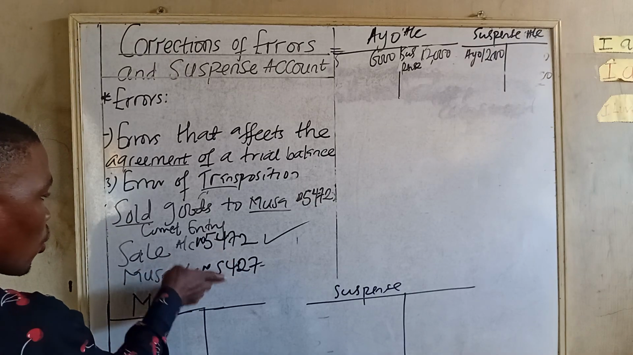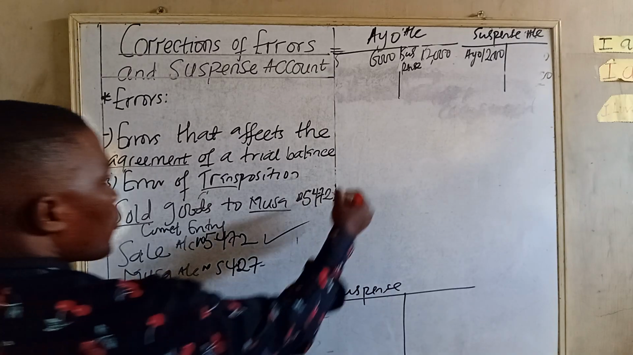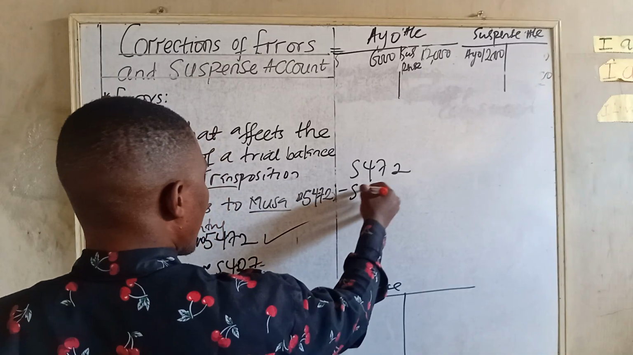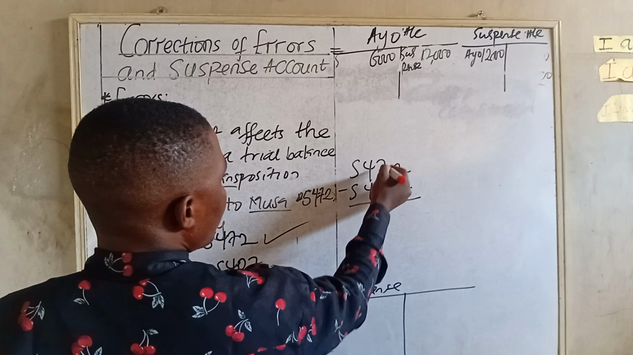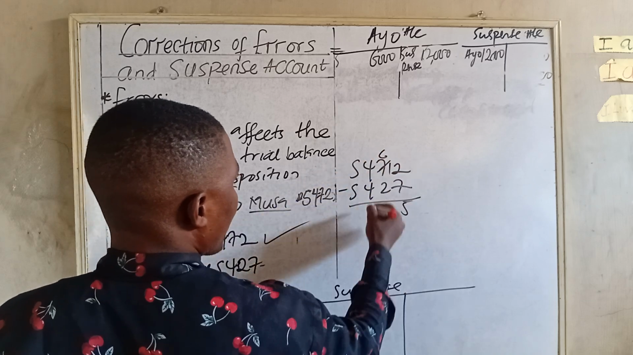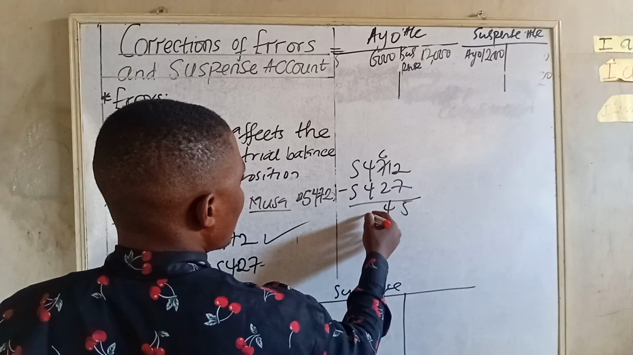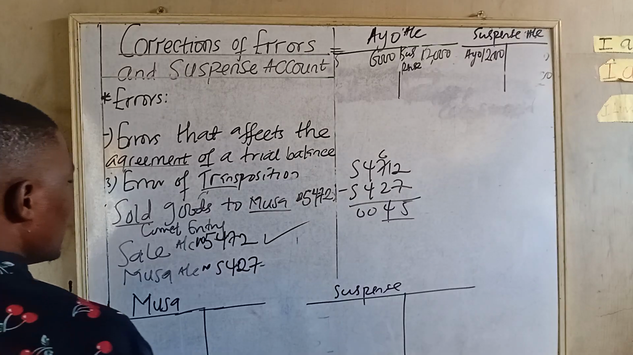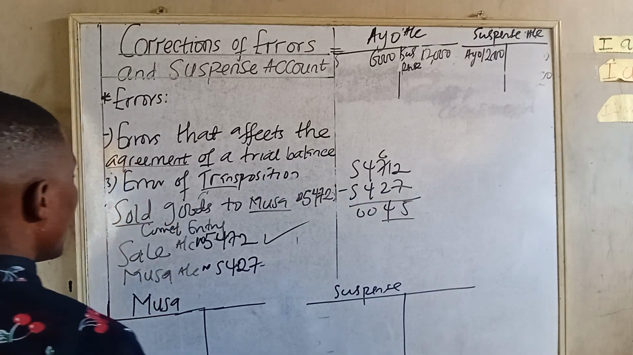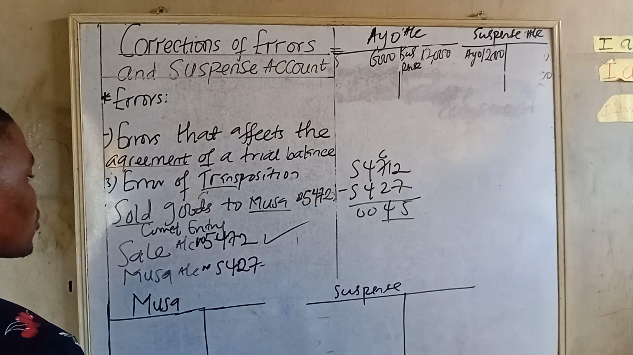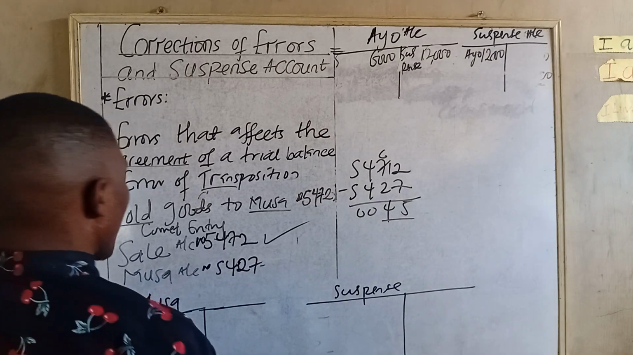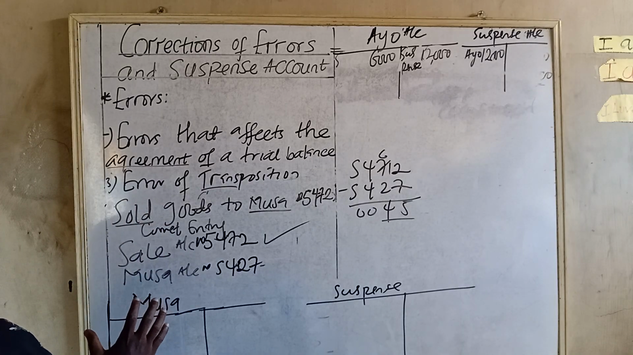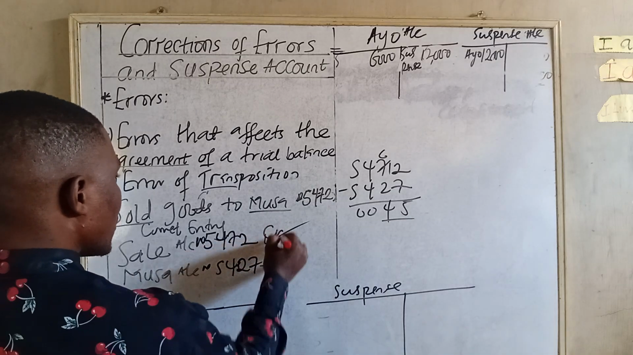So we look for the difference. So we know we have 5,472, minus 5,427. Go down from here, you have 6, put 1 here, so we have 5 here. 6 minus 2, we have 4. So we understate this account by 45 naira. It means we need to add this 45 naira back to Musa's account to make it balance. Now, since we are debiting, here we are crediting, we are debiting.